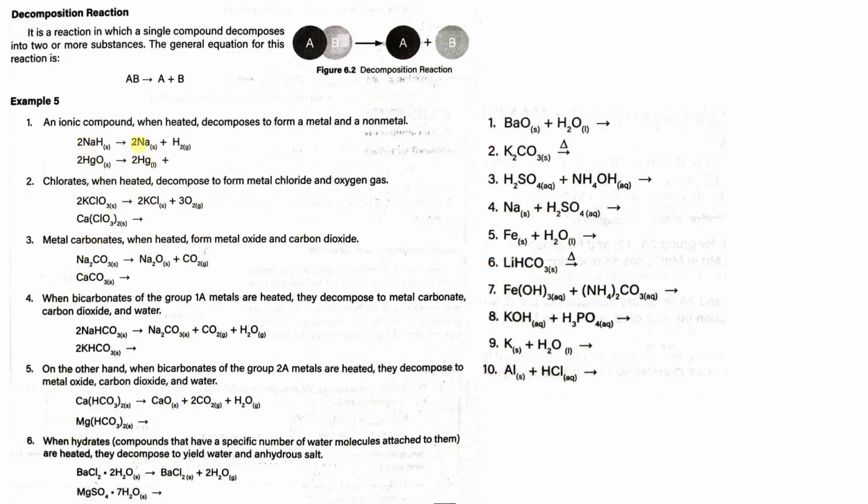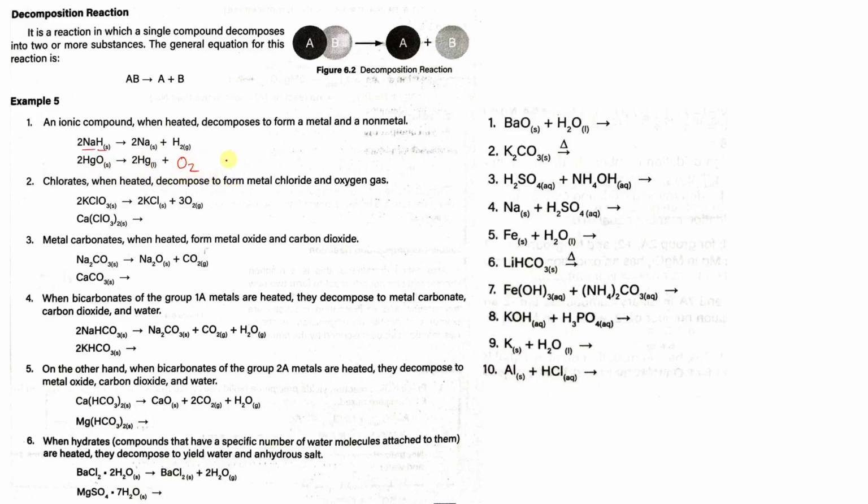The first one is when an ionic compound, when heated, decomposes to form a metal and a non-metal. So here we have sodium hydride. So this decomposes into its separate metal, then non-metal element. How about for this one, we have mercuric oxide. So we have your mercury, and then we have oxygen over here.